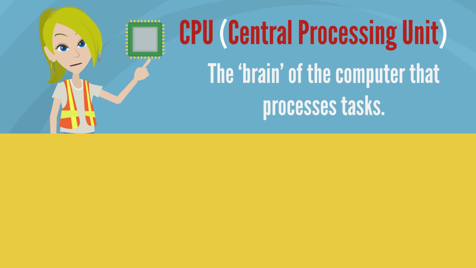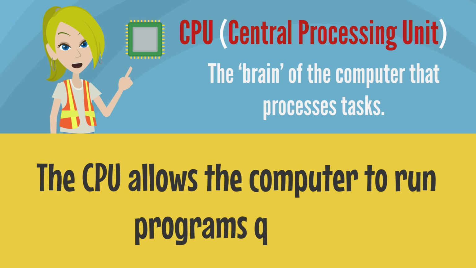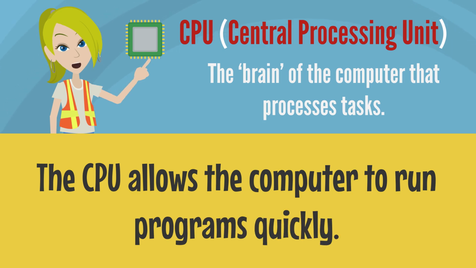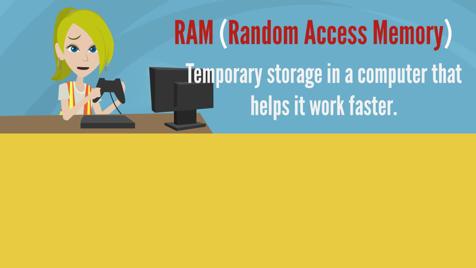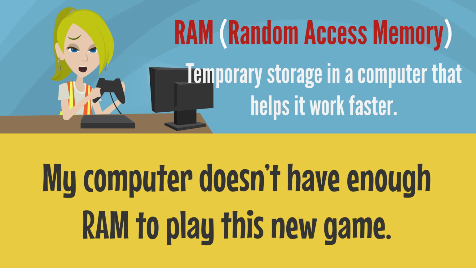CPU. Central Processing Unit. The brain of the computer that processes tasks. The CPU allows the computer to run programs quickly. RAM. Random access memory. Temporary storage in a computer that helps it work faster. My computer doesn't have enough RAM to play this new game.